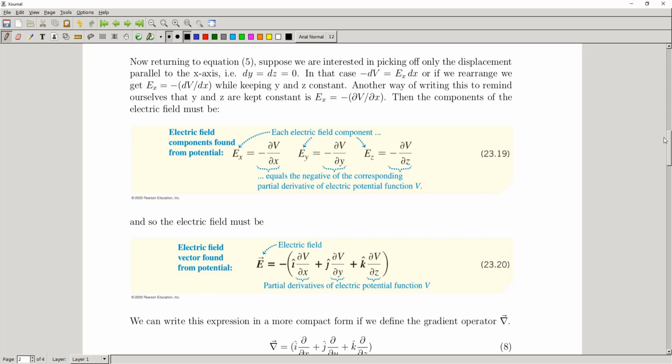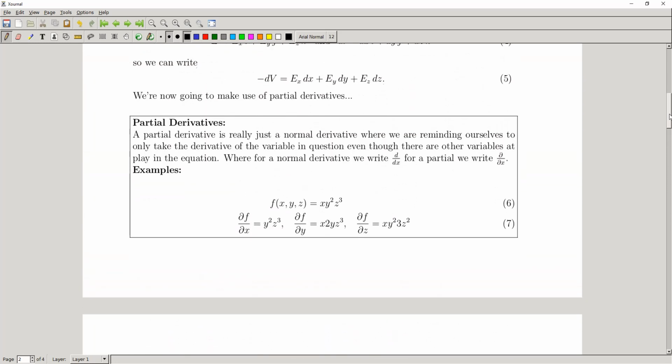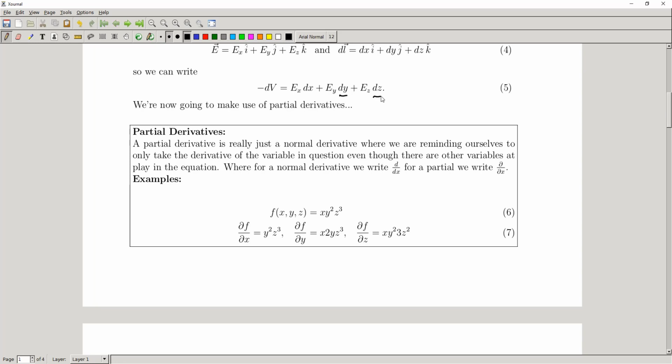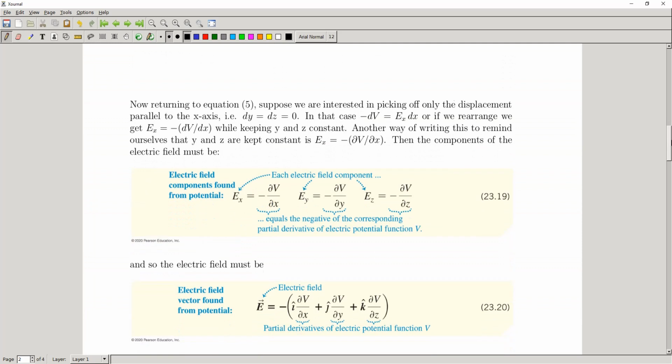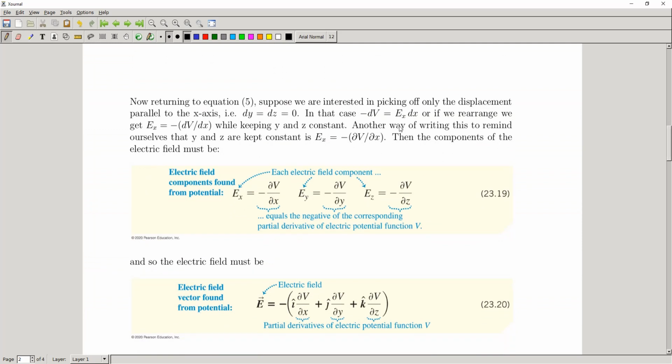So we can set dy and dz to 0 there. We're not moving things in the y and z direction. We're only looking at what happens as we move in the x direction. In this case, we can see that minus dV is going to be equal to the x component of the electric field times dx. This is just going back up to here and setting dy and dz to 0. So if we do that, we end up with this little expression that we have here.